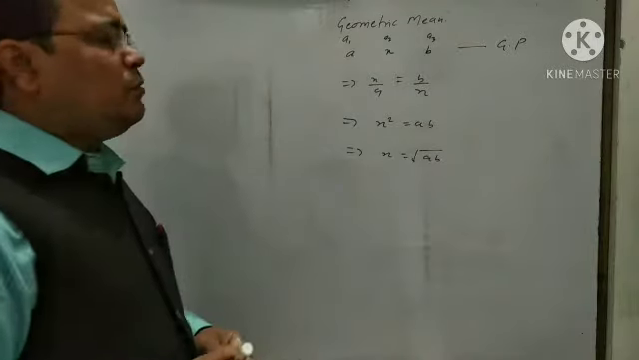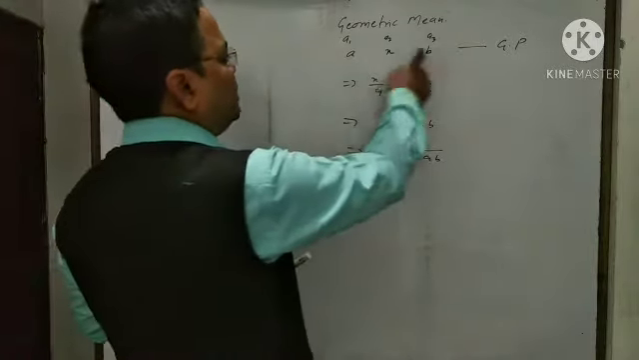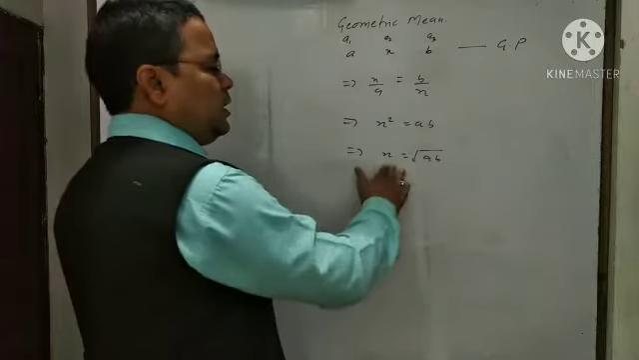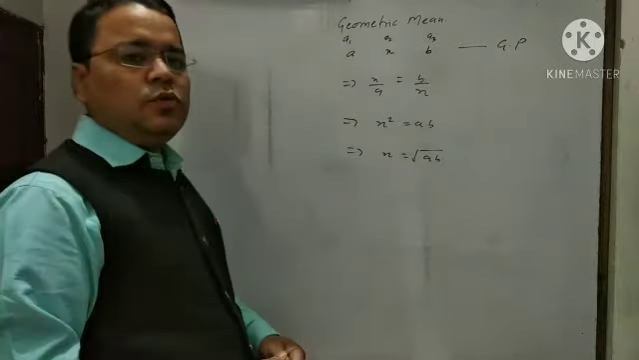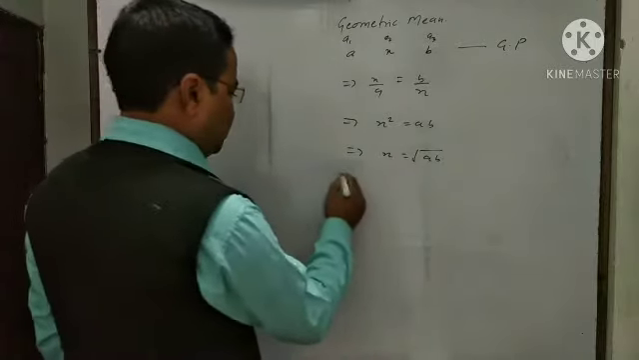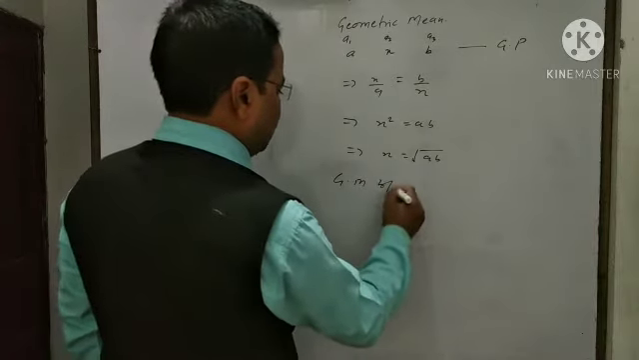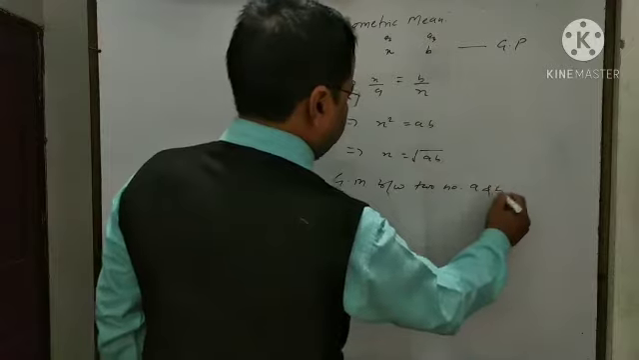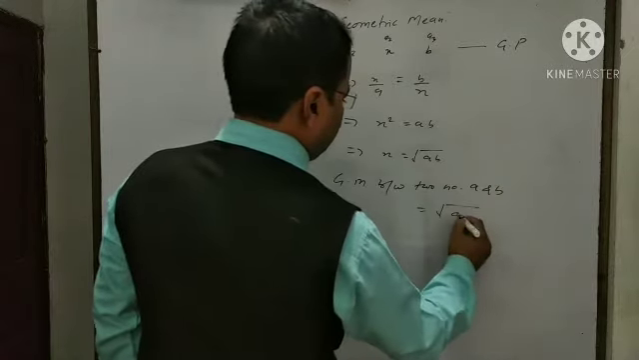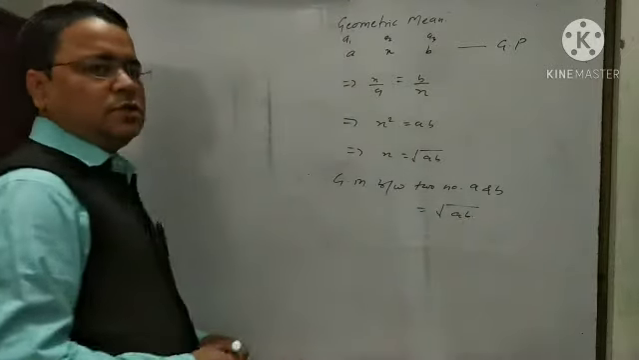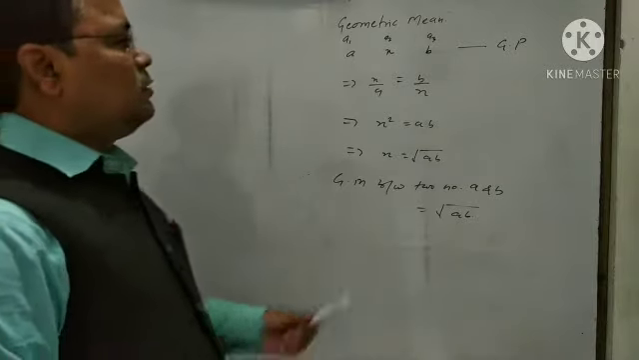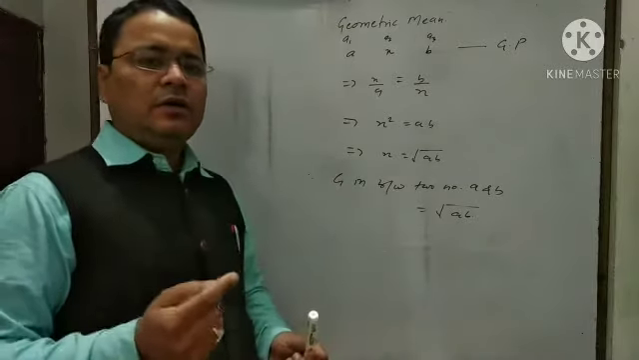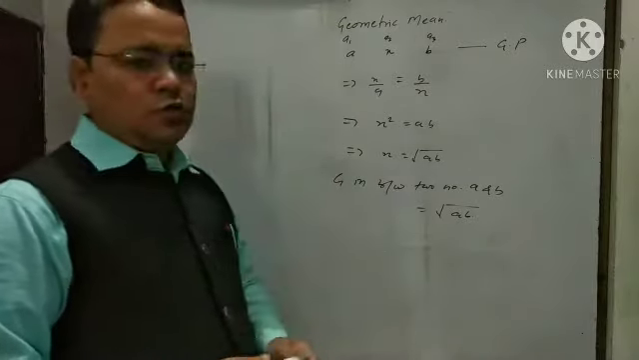It means if we want to find the geometric mean between two numbers, it will be equal to under root ab. Therefore, we can write the geometric mean between two numbers a and b is equal to under root ab. Means the square root of the product of the numbers. So this is the method for finding a geometric mean between two numbers.